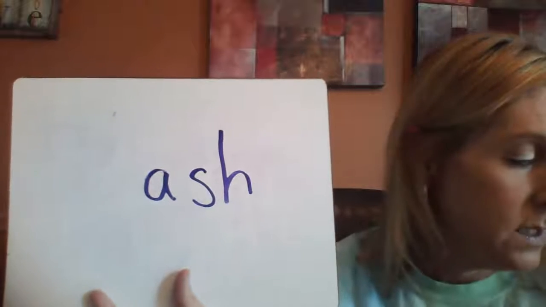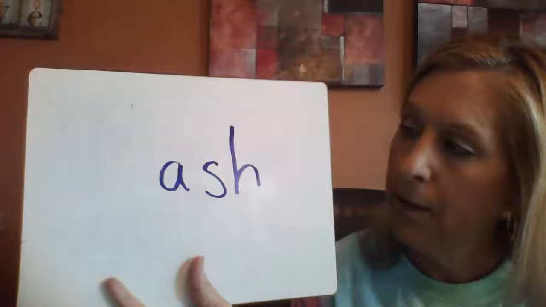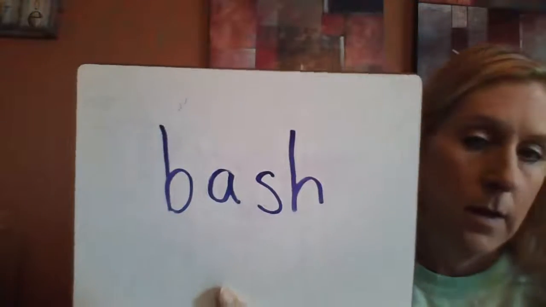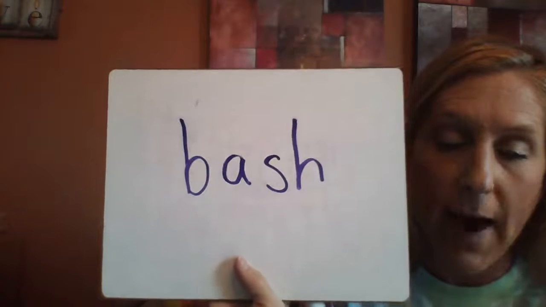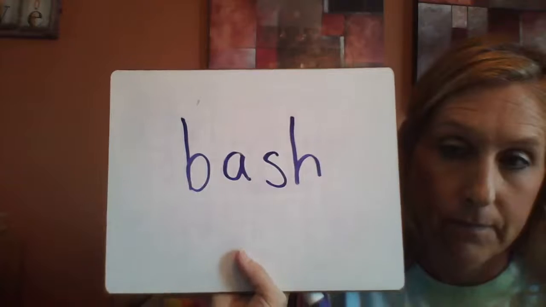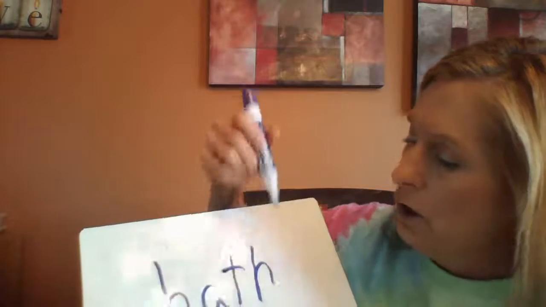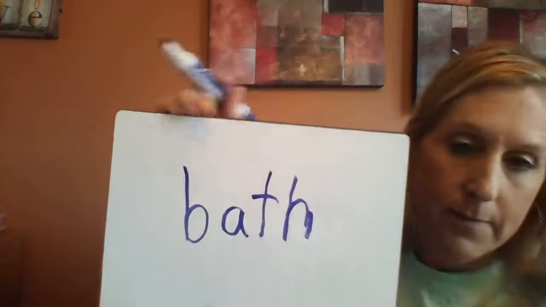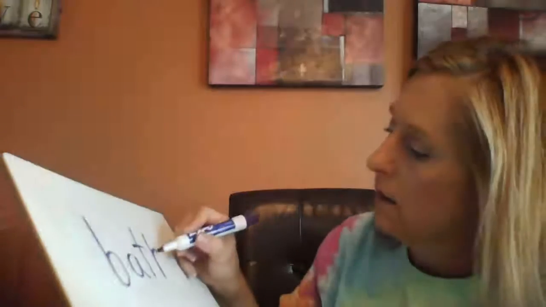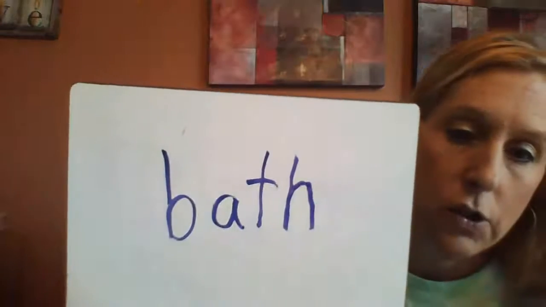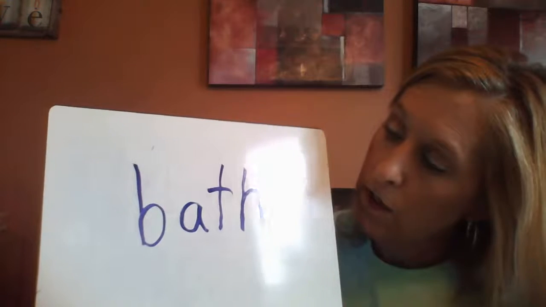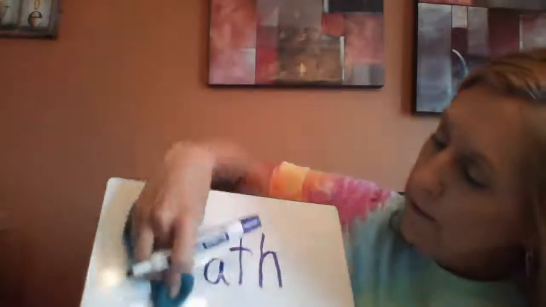Okay, now what would you do to change ash to bash? Ash. You would add the B sound, which is a B. What about changing bash to bath? How would you change that? You're going to erase the sh and add bath. What 2 letters say the? TH. Not getting my H long enough, am I? Bath. Go ahead and erase that because it doesn't look very nice. Okay, let's change bath to path. Where do we hear the change? At the beginning. Bath to path.